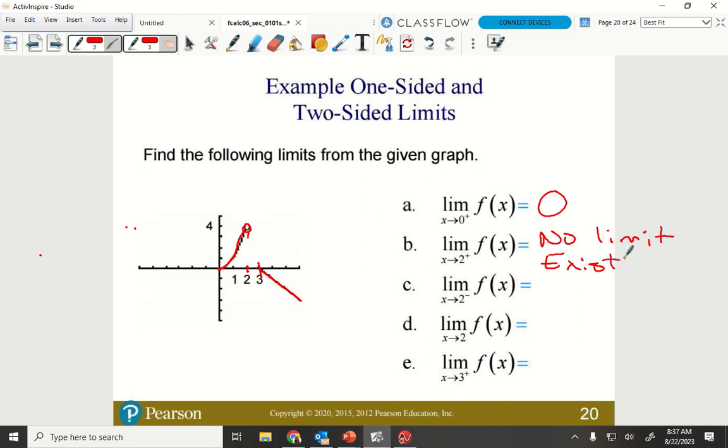Okay. Now, how about as x approaches 2 from the left side? It's not 2. Look right here. So as it's approaching 2, the y value is, still no limit. It's going to be 4. Because if you follow the graph, as x approaches 2 this way, I want my y value. So my y value is going to be 4.